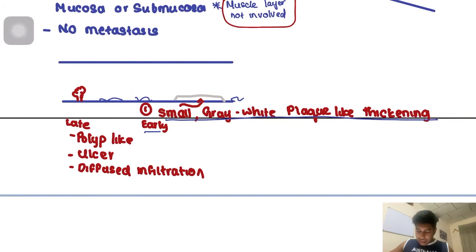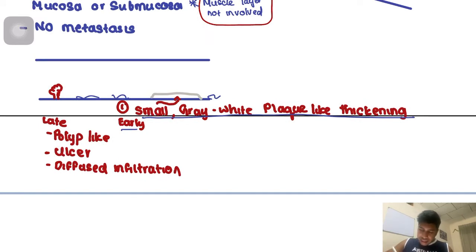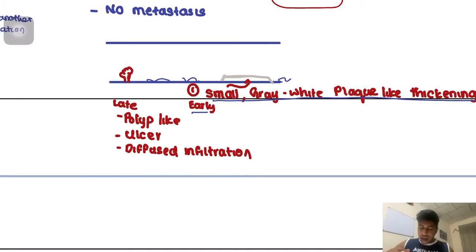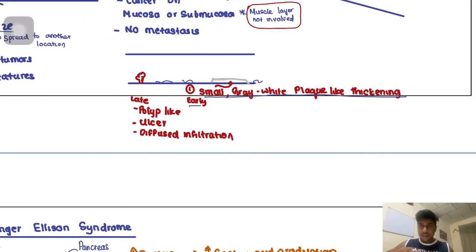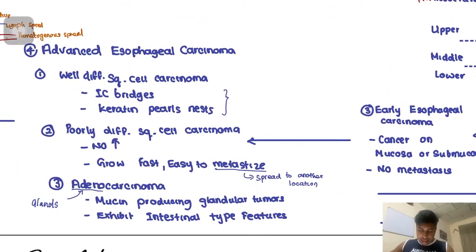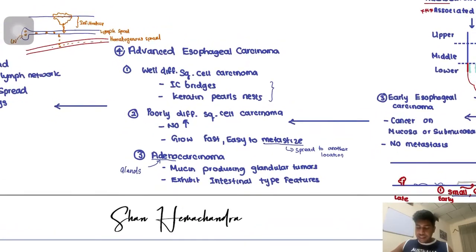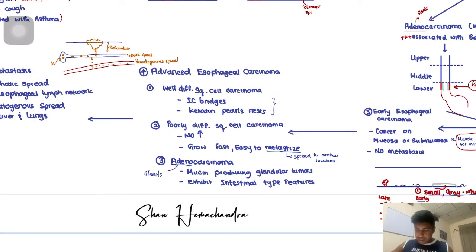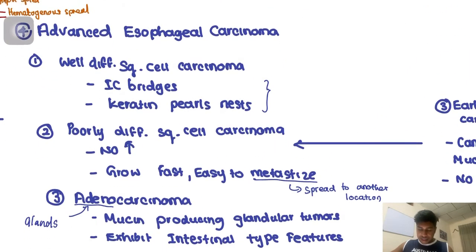So an early lesion is basically like a plaque growth, a small gray-white plaque, a plaque-like thickening. This is the early stage. In later stages, you can get a polyp growth, ulceration, or diffuse infiltration. Okay, we have done these for tumors. Next, we have advanced esophageal carcinoma. If it progresses, it becomes advanced esophageal carcinoma.